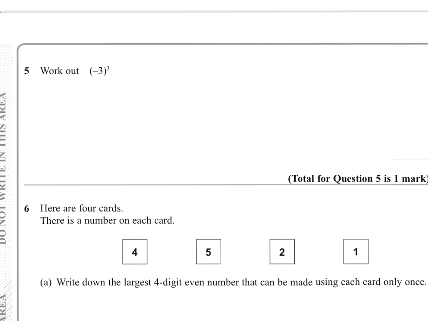Question 5, it says work out -3 to the power 3. Well, if we had something like a squared, then that would mean a multiplied by itself. It's like having a square of length a. You see, when you want to find the area, you multiply them together and you get an area of a squared. It's basically a square.